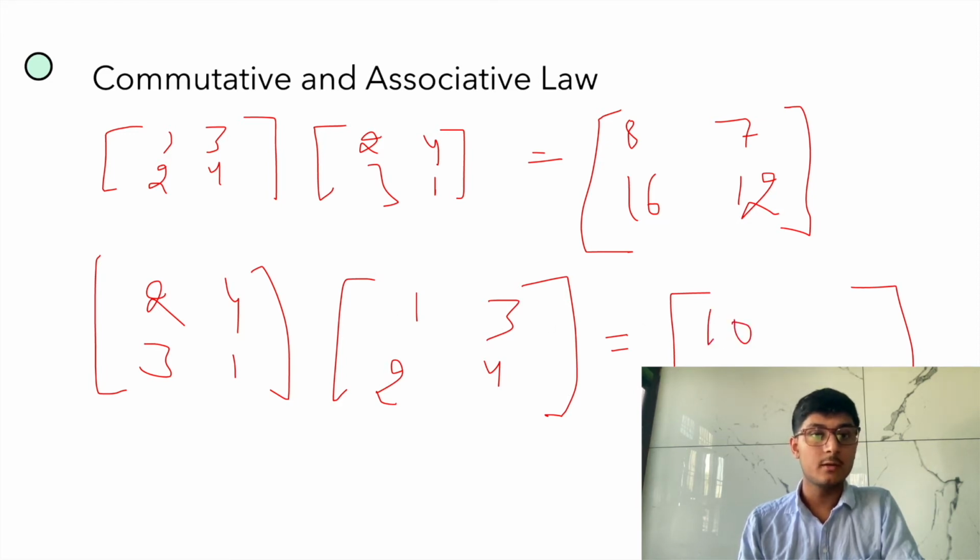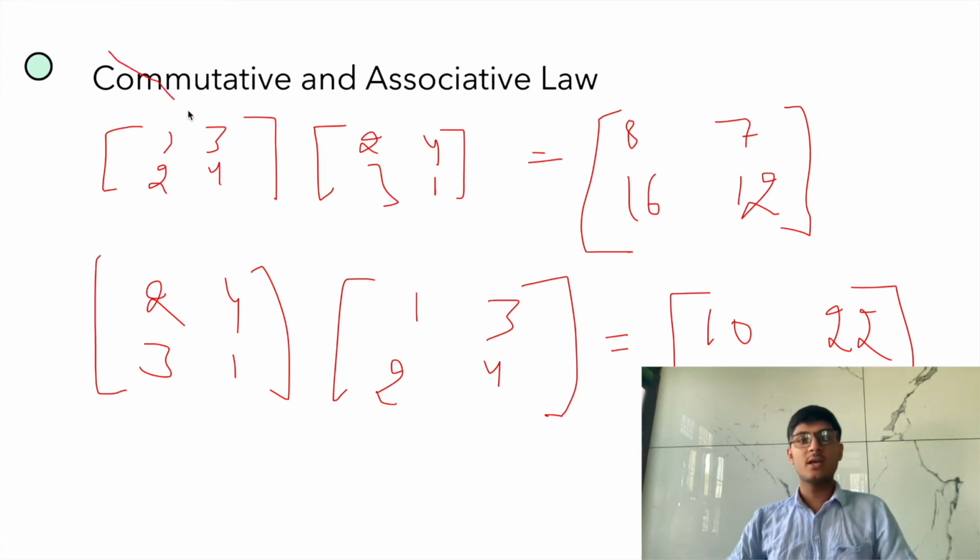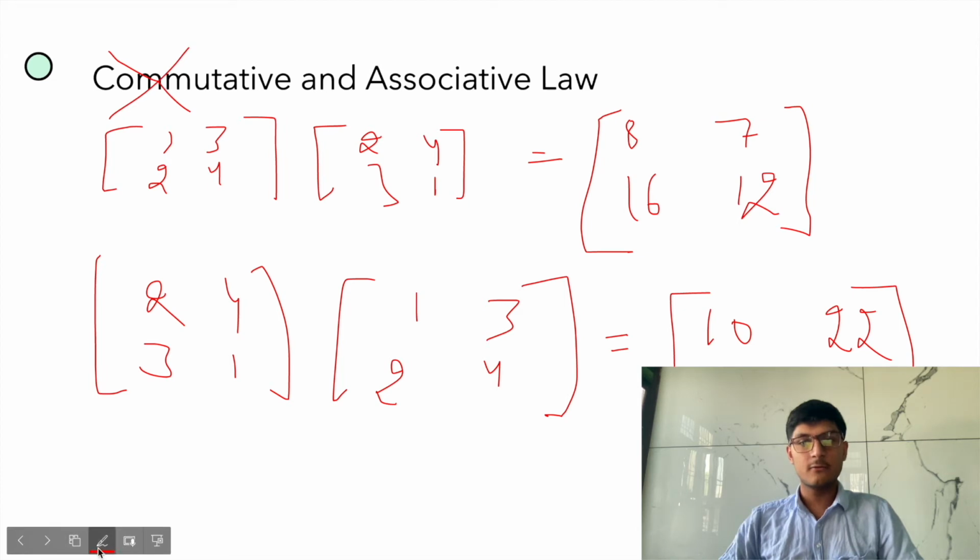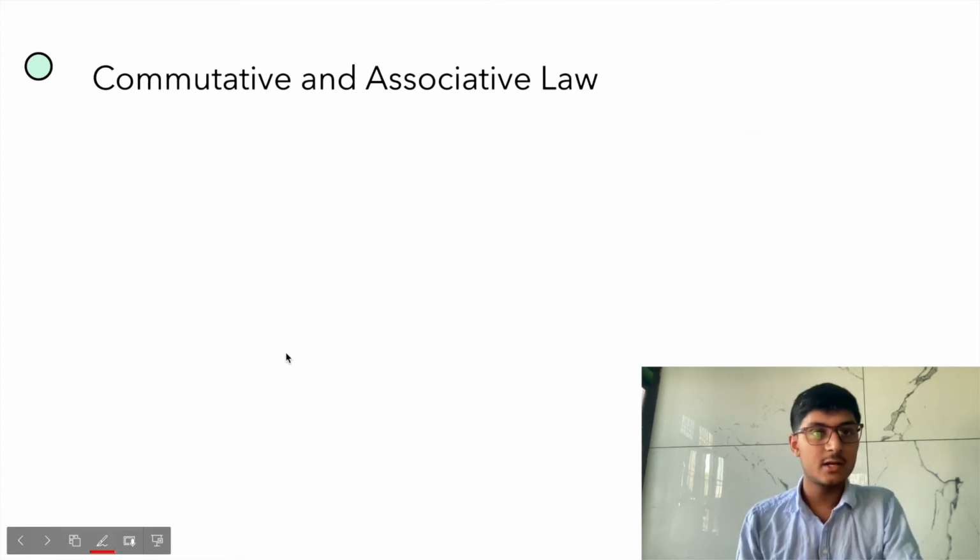So this will be 2 plus 8, that is 10. Then 3 plus 2, 5. Then 6 plus 16, that's 22. And then 6 plus 4, that's 10. So as you can see, both things are different. So that means it doesn't follow commutative law.